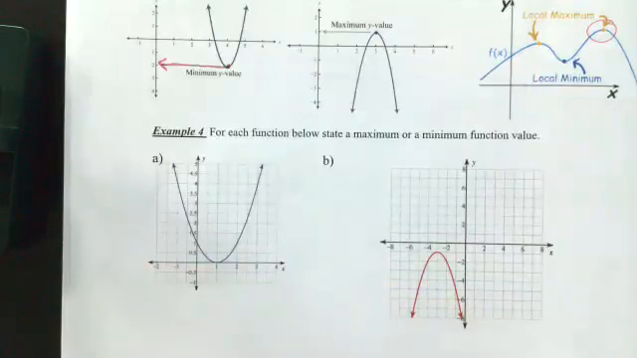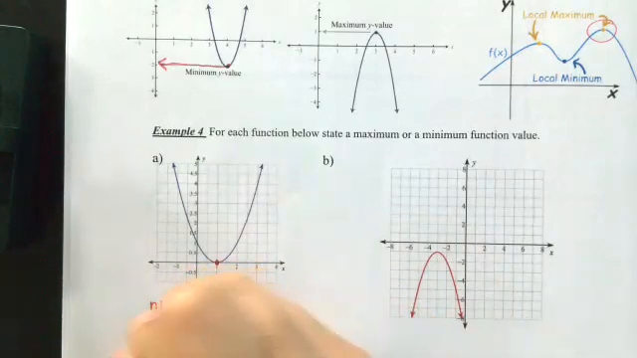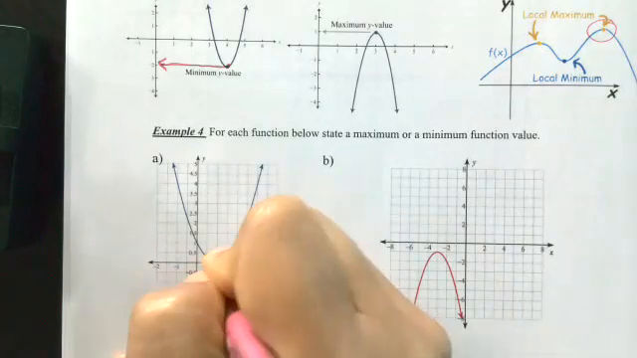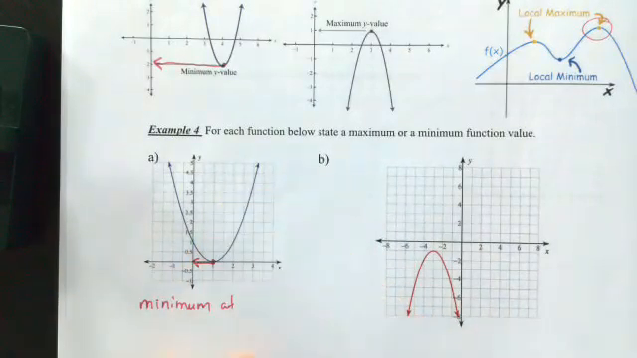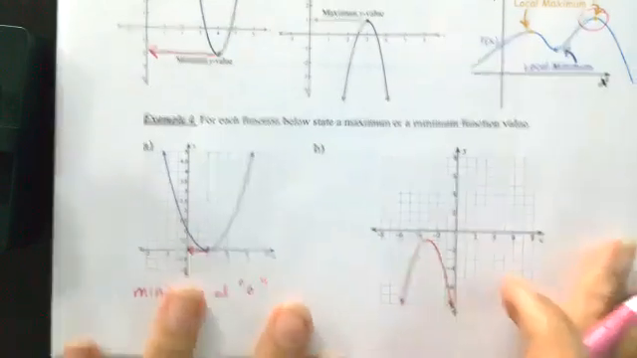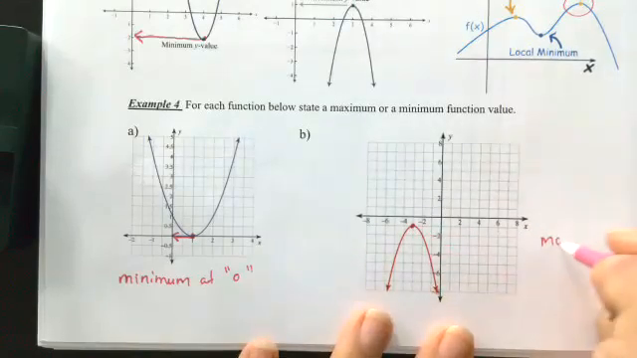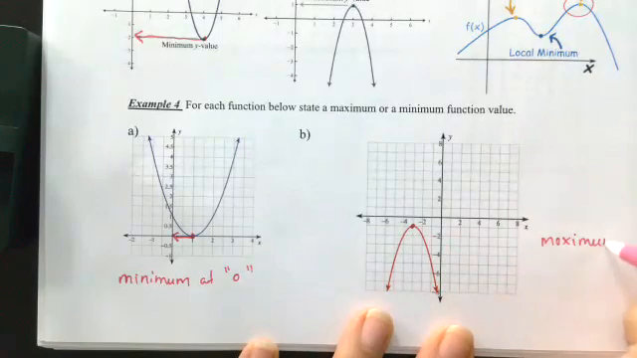Example 4, same thing. Is this the maximum or a minimum of this parabola? It's a minimum at what? That's right, because again, you're not taking the 1 there, that's the x coordinate. You're looking at the minimum y value. Minimum at 0. And for b, what's the maximum of this function? -1.